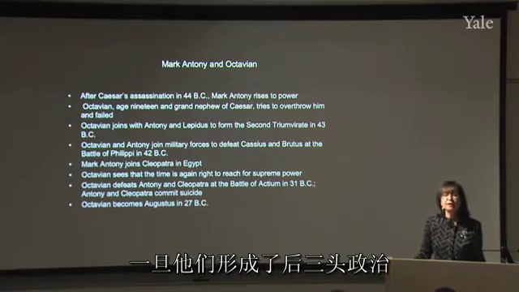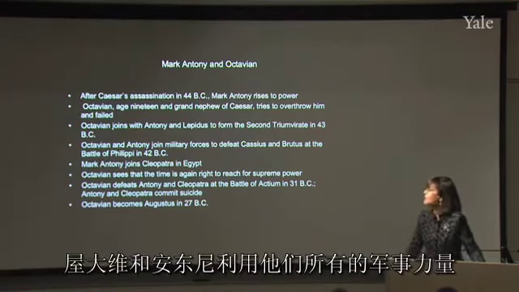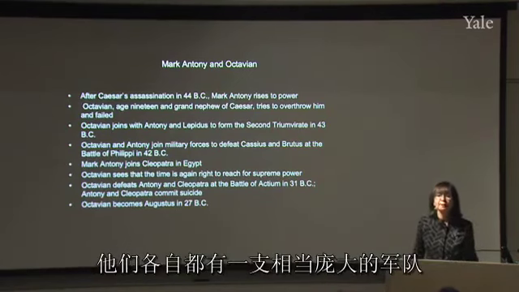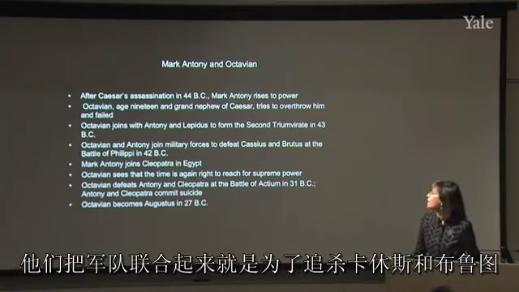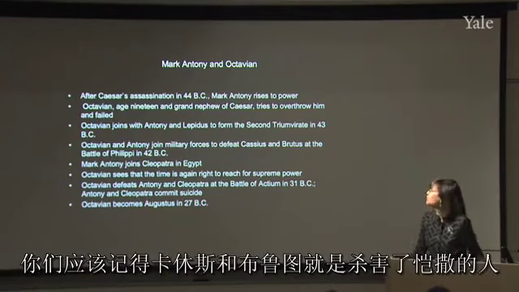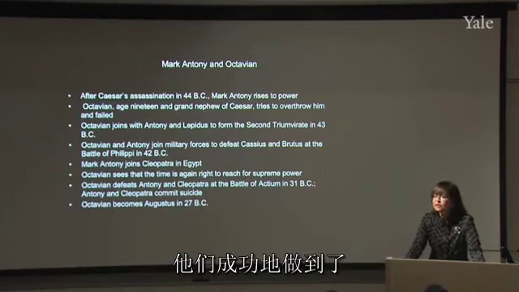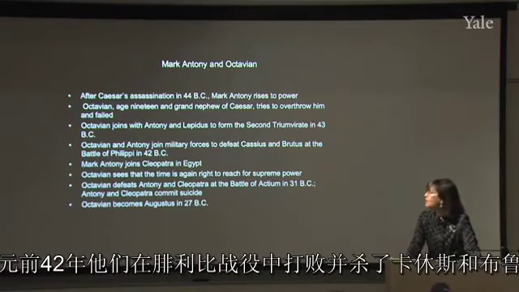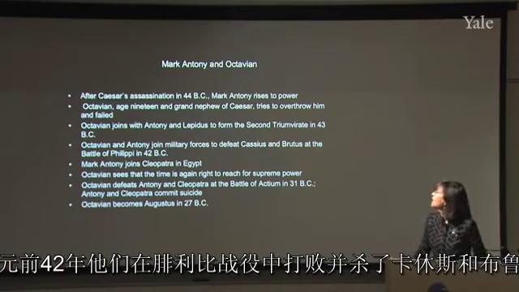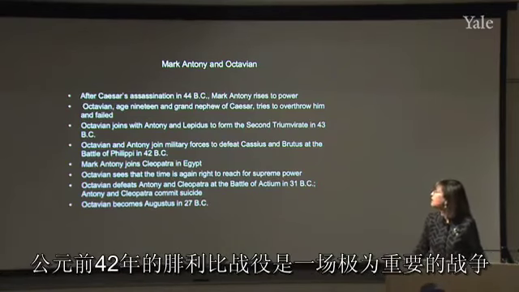Once they had formed the Second Triumvirate together, Octavian and Antony took all of their military forces, and each of them had a considerable amount, and they combined them with the objective of going after Cassius and Brutus. Cassius and Brutus, who you'll remember, had murdered Caesar. And they were successful at so doing. They beat and murdered Cassius and Brutus at the Battle of Philippi in the year 42 BC, a very important battle, the Battle of Philippi in 42 BC.